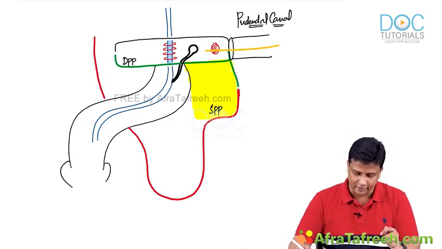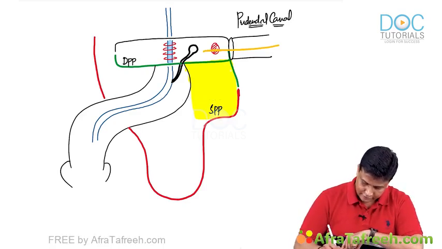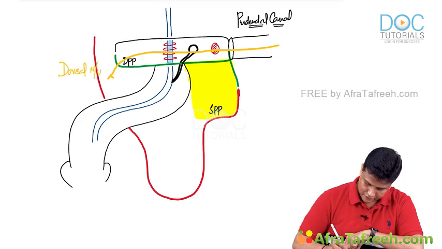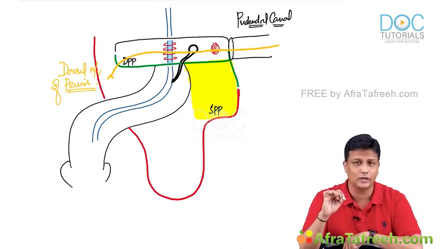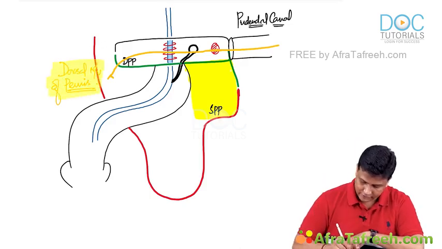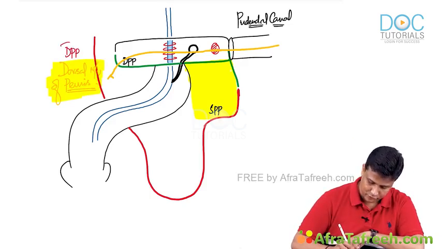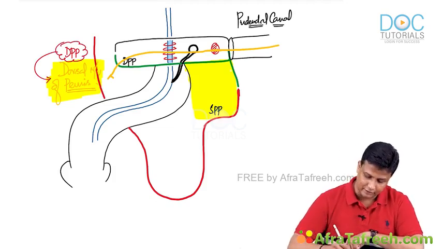I'm just drawing it schematically here, guys. And then in the deep perineal pouch, it is going to give rise to a nerve. That nerve will be the dorsal nerve of penis. And remember, this dorsal nerve of the penis, it is only and only the content of deep perineal pouch. Perfect.